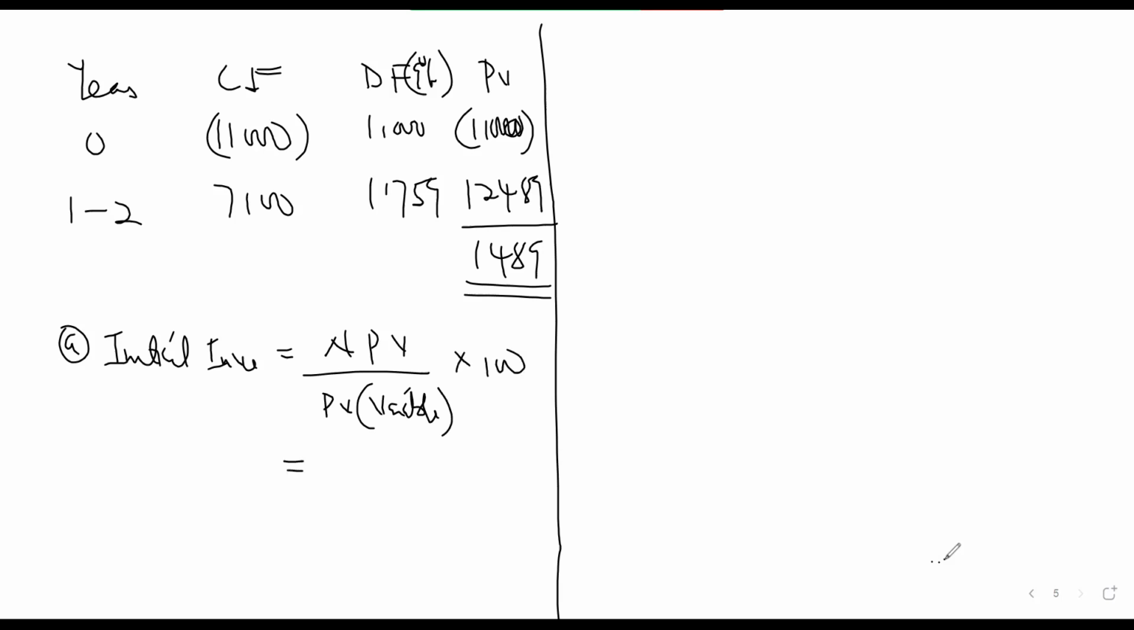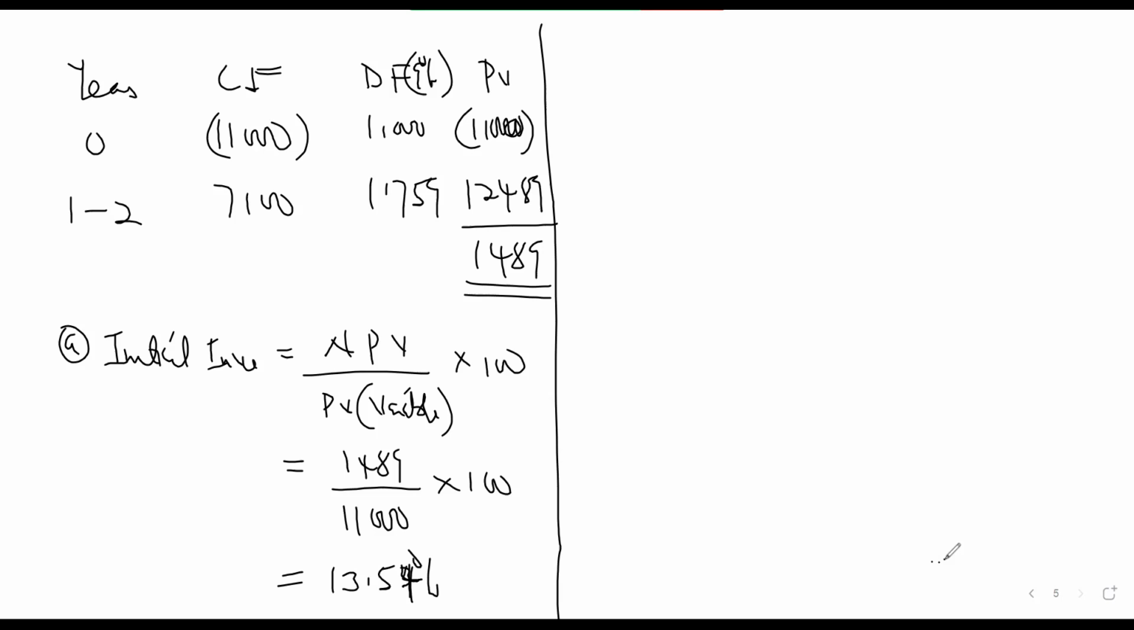So the NPV is 1489, divided by the initial investment. The present value of the initial investment is still the same as the 11,000 multiplied by 100. So what are you having in terms of percentage? 13.54%.